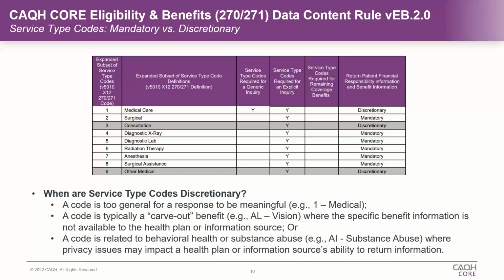So we don't require health plans to return those benefits if it's one of these discretionary STC codes, because again, it's too generic, it's a carve-out, they probably don't host that data themselves, being the medical carrier, or it's a behavioral health or substance issue and they're discretionary on whether the health plan decides to return that or not. The other issue is mandatory. That means if the STC code is listed as mandatory, the provider can submit that STC code and the health plan is required to return benefits specific to that STC code. So that helps hopefully define that particular issue.